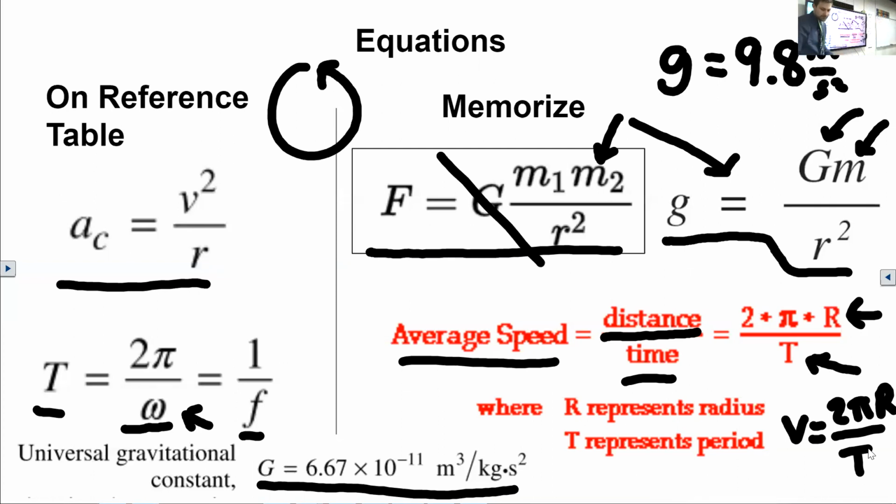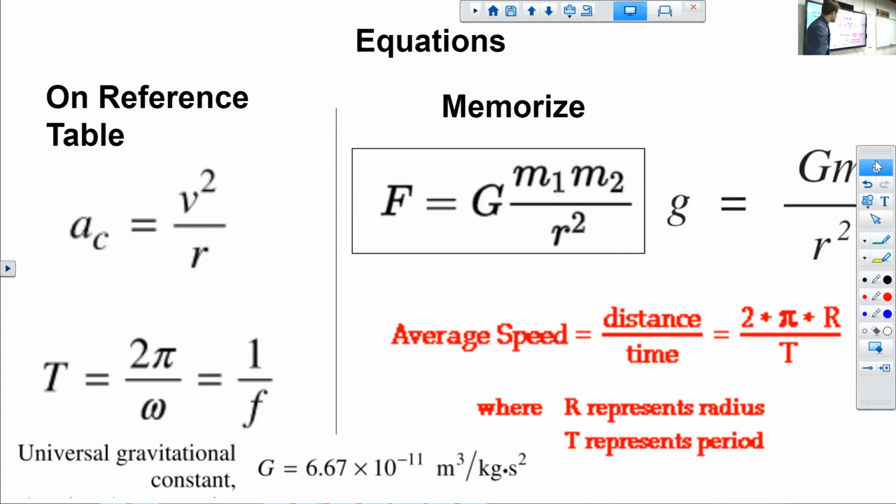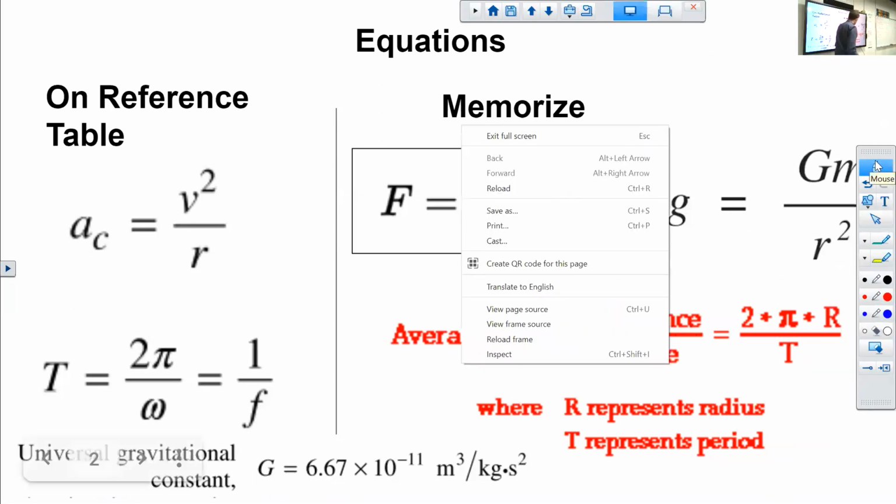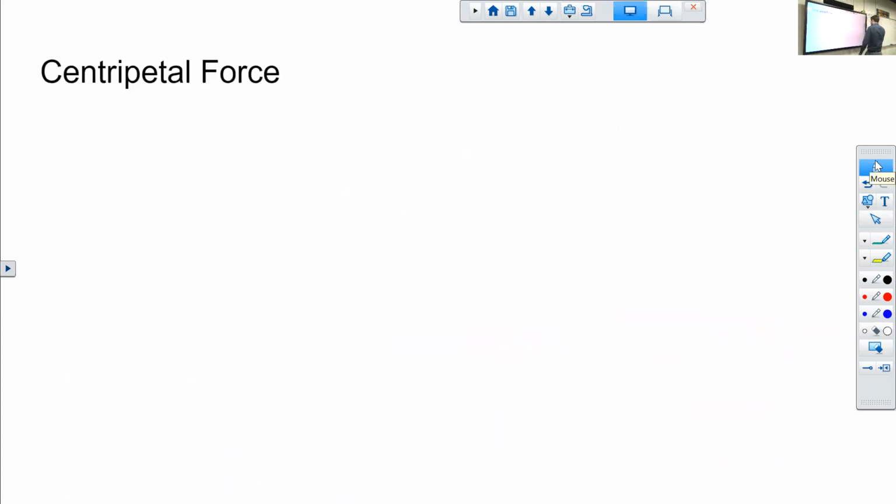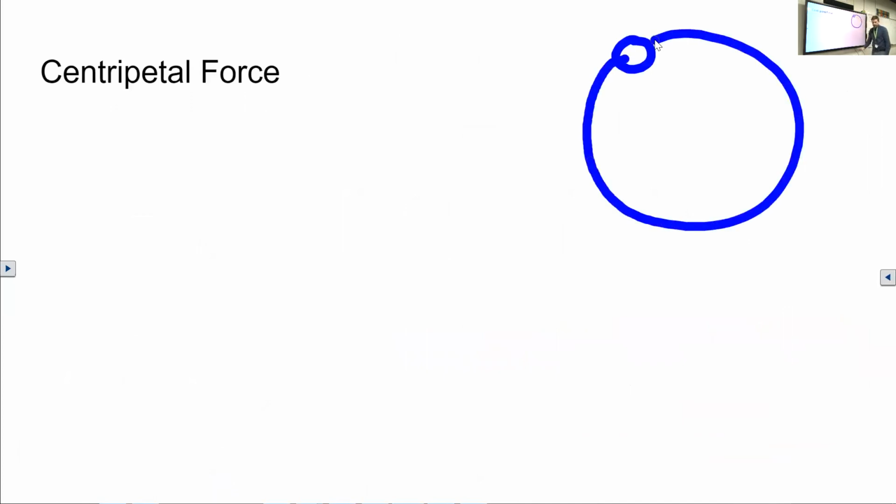All right. So any questions before we move on? Okay, very good. So first thing I want to talk about is centripetal force. So imagine we have an object and it's going around in a circle. Which way does the centripetal force point? Yeah, it always has to go to the center.